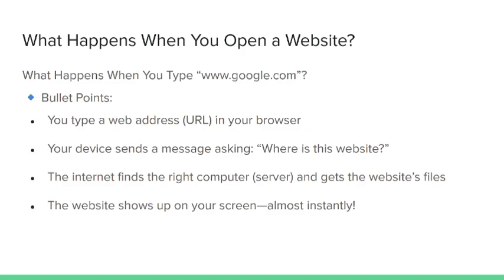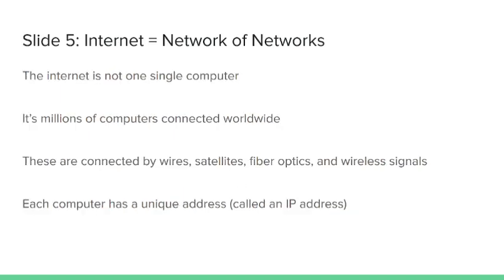So, what happens when you open a website? For example, when you click a link called www.google.com? You type a web address, a URL, in your browser, and your device sends a message asking where the website is. Then the internet finds the right computer, that is the server, and takes the website's files. The website shows up on your screen almost instantly. This is just the crux of the matter. This is how things are done generally.